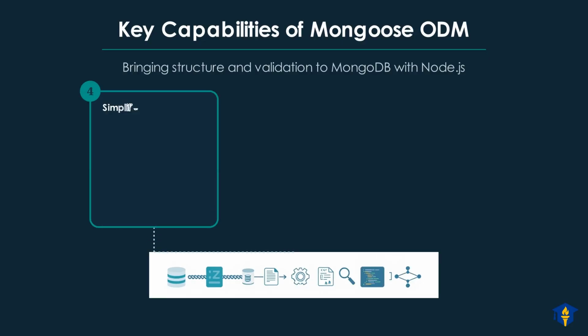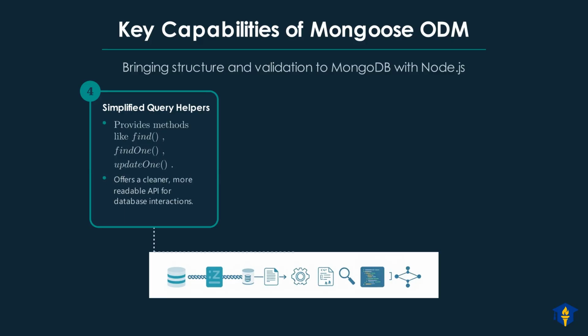Mongoose also offers simplified query helpers, making your database interactions much more straightforward. It provides convenient methods such as find, findOne, and updateOne, simplifying common database queries. These helpers offer a cleaner, more readable application programming interface for interacting with your MongoDB database.